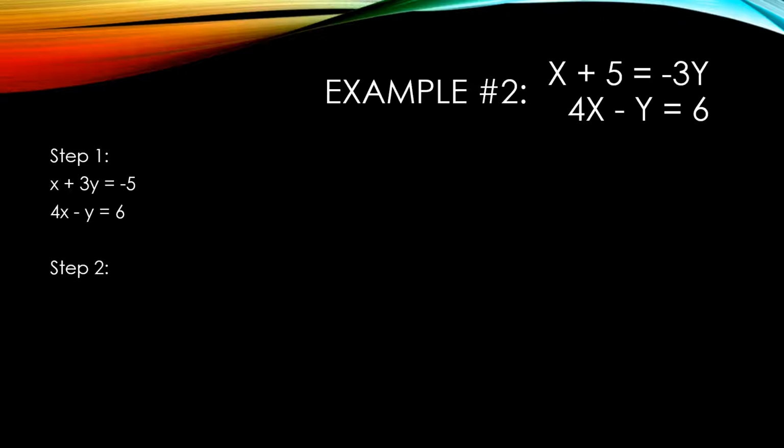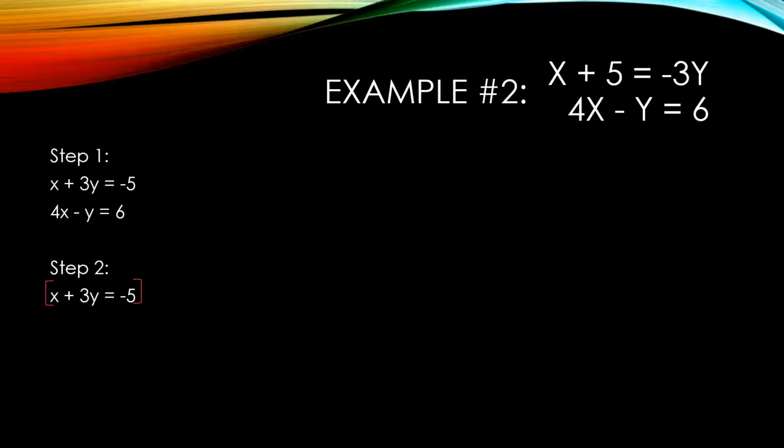Step number 2, we're going to decide which of the two variable terms we are going to eliminate. Here we don't have opposite variables, so we just select one. We are going to eliminate the x value. We already have a positive 4x, so we need to create a negative 4x in the first equation. How do we do that?